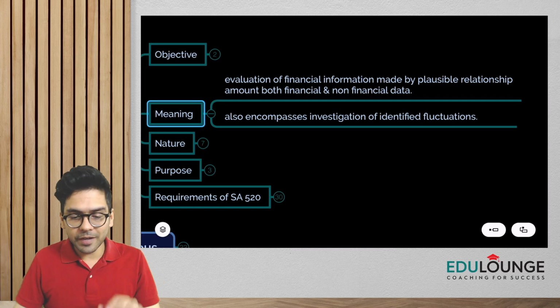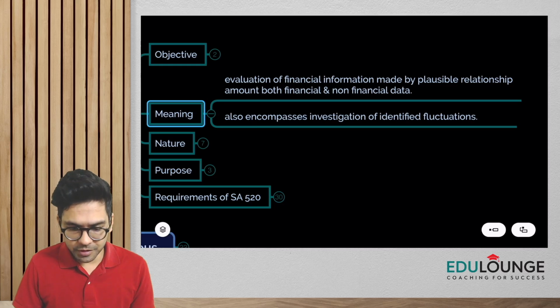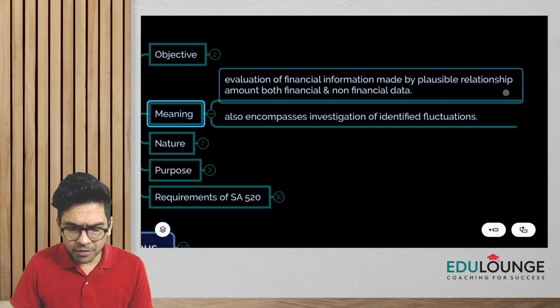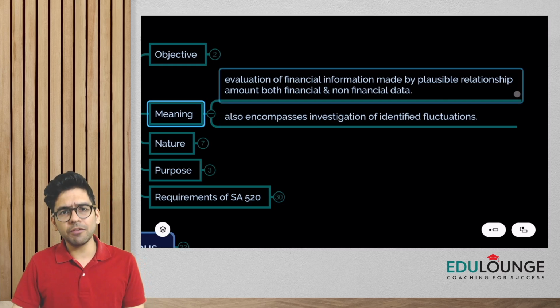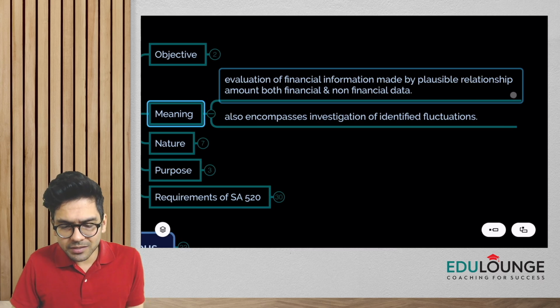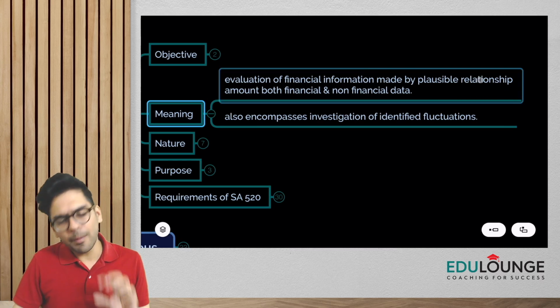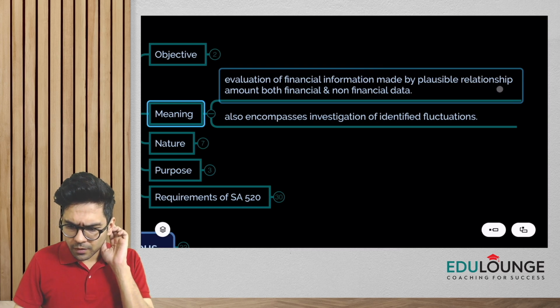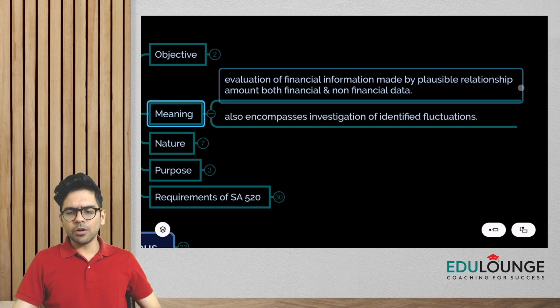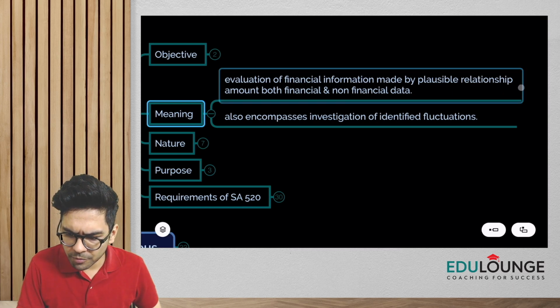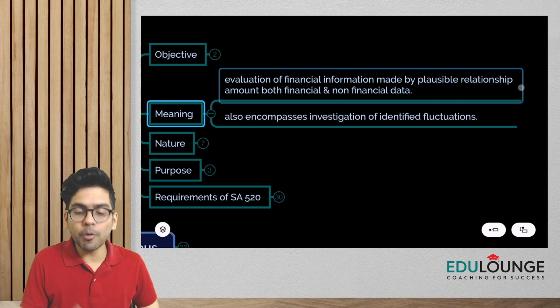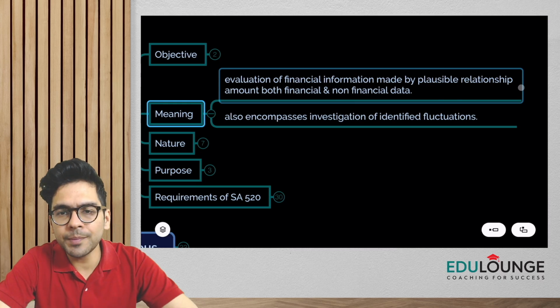So remember, guys, when I talk about analytical procedures, it may involve evaluation of financial information by understanding plausible relationship among both financial and non-financial data. Evaluation of financial information made by plausible relationship, it should be among both financial and non-financial data.